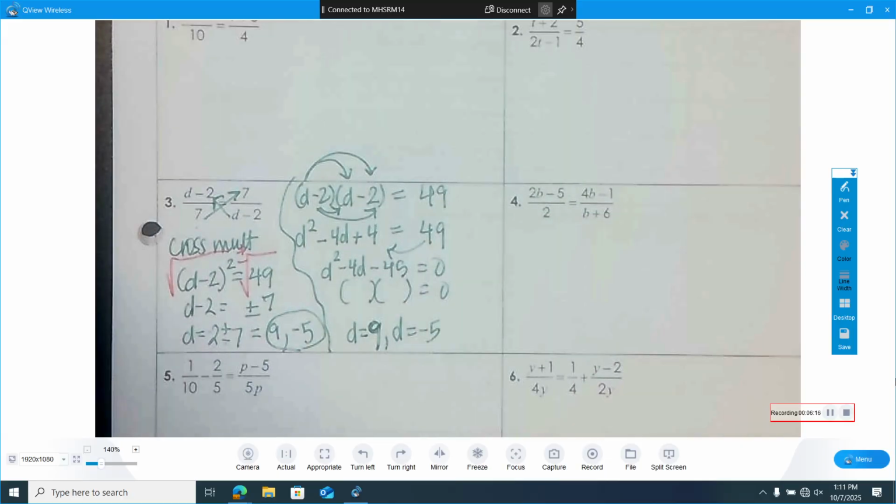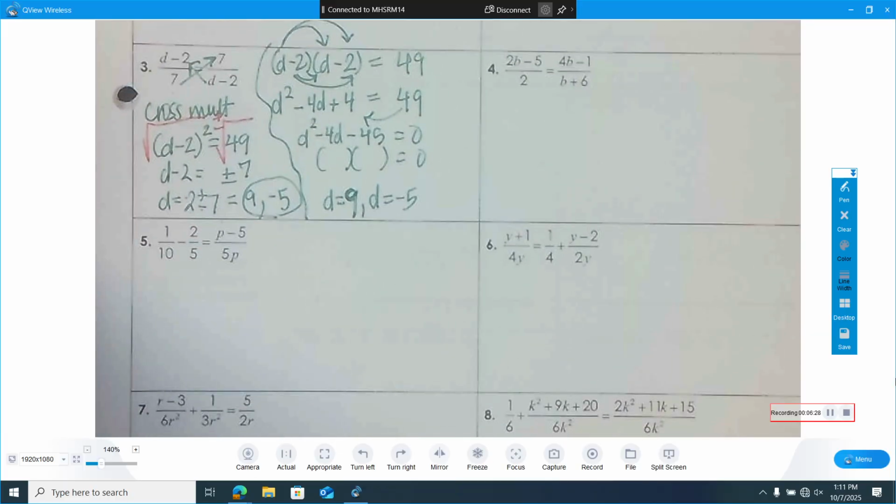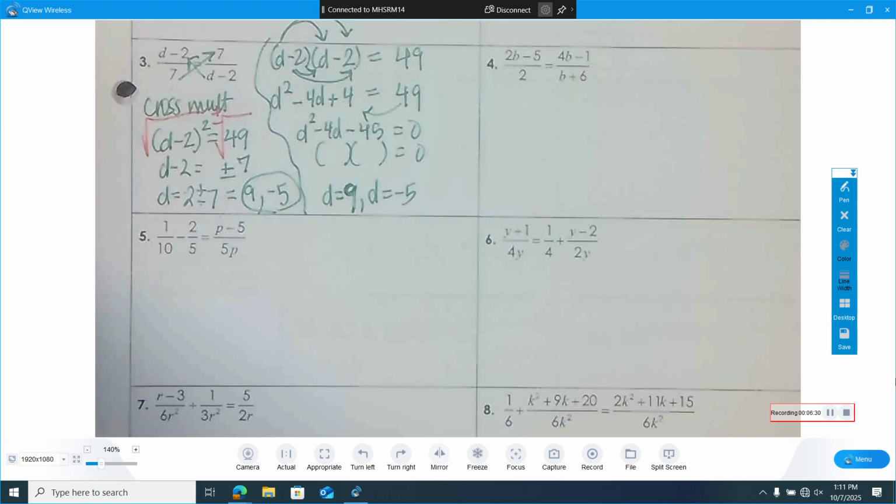So 2 methods, lots of methods to solve these, and they're both going to work out just fine. Super, that was fun. Let's see. Now, I like looking here. Let's look at number 6.